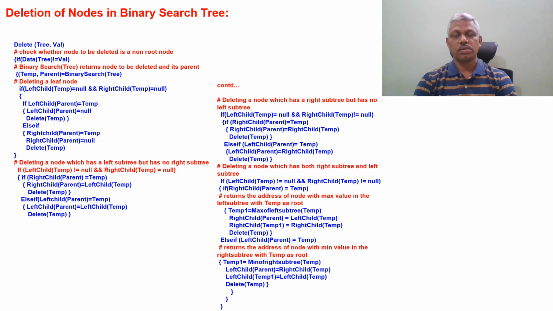So in this case, there are two ways we can do this. Here I am presenting one way. We need to identify the maximum value in the left subtree, and wherever the node having the maximum value is, the child of temp has to be attached to that node. So temp1 is equal to max of left subtree. It's again a separate functionality to identify the maximum value existing in the left subtree of temp. It returns the address of the node which has the maximum value in the left subtree of temp.